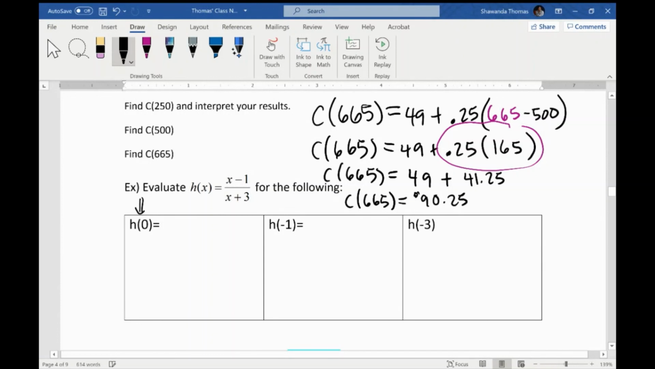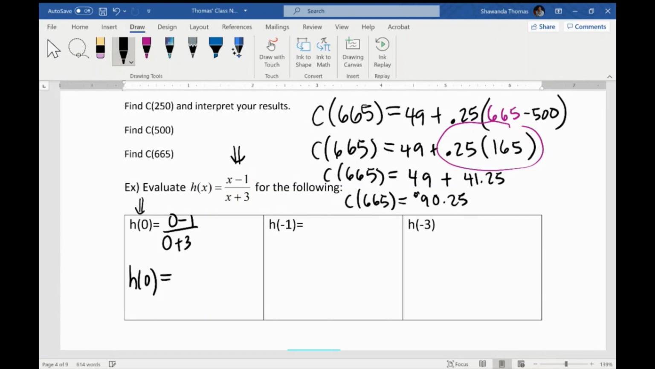Okay, let's do this one. So we're substituting what for what? 0 for x. All right. Very nice. So we're going to have 0 minus 1 over 0 plus 3. So h of 0 equals what? -1 over 3. Yeah, you probably wrote 3 twice. -1 over 3. Yes.